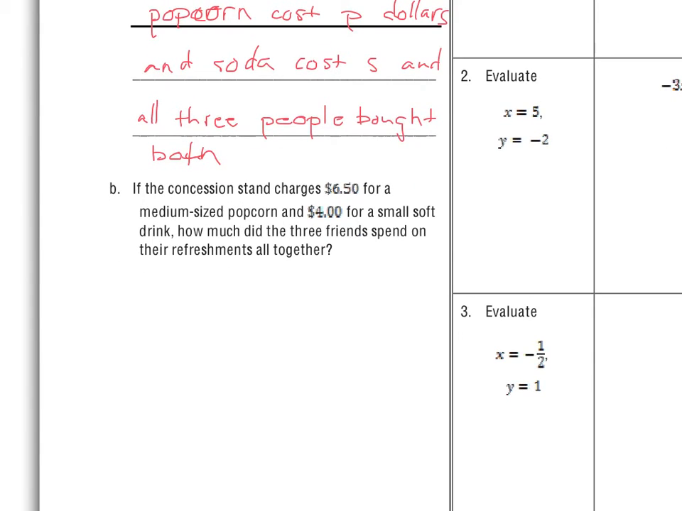If the concession stand charges $6.50 for a medium-sized popcorn and $4 for a soft drink, how much did the three friends spend on the refreshments altogether? Please go ahead and pause the video, solve this, and then we'll come back.